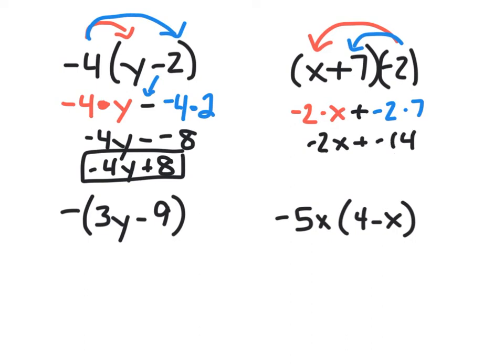We can leave this as negative 2x plus a negative 14, or realize that adding a negative number can also be written as subtraction. So negative 2x minus 14. Why don't you try the next two on your own and then restart the video and see how you did.